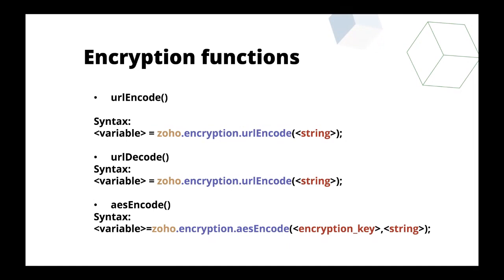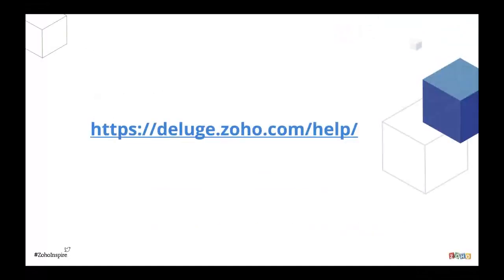Next we have the AES encode function. AES stands for Advanced Encryption Standard, which is a universally accepted encryption standard. It's a symmetric encryption standard which uses the same key for encrypting data and for decrypting data. So the syntax for that is variable name equals zoho.encryption.aesEncode, and then you can pass the encryption key along with the value. That could give us a string in AES encoded format. That brings us to the end of the built-in functions.